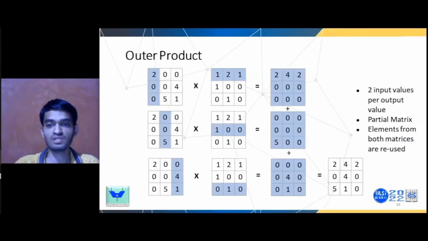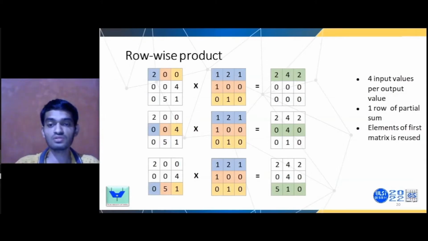In the outer product algorithm, a column of the first matrix and a row of the second matrix are multiplied to get a partial matrix. This is done for consecutive columns of matrix A and consecutive rows of matrix B to get partial matrices, which are accumulated on top of each other, and finally you get the output matrix after the accumulation. In this algorithm, for every output value obtained, you need 2 input values, indicating that this algorithm has the highest reuse of both matrices, and the partial sum storage required is equivalent to the partial matrix itself.